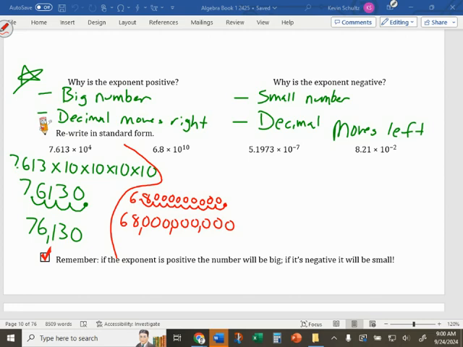5.1973 times 10 to the 7th. This literally means we are taking 5.1973 and dividing by 10.